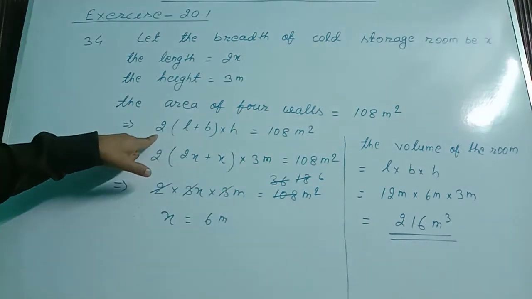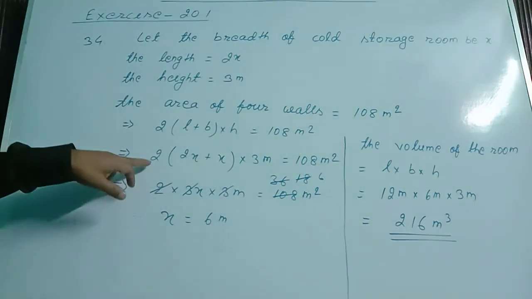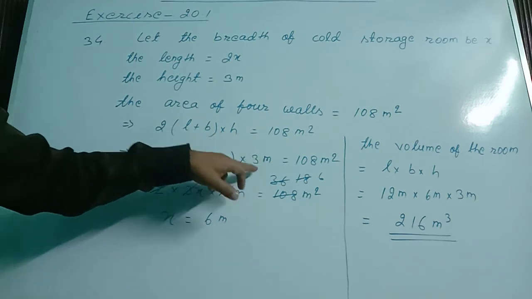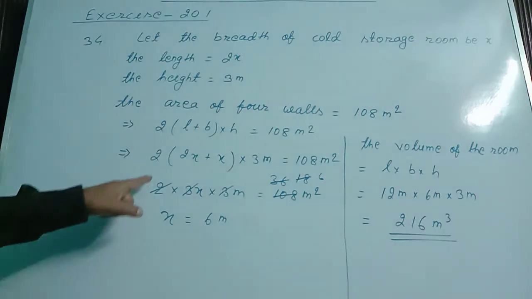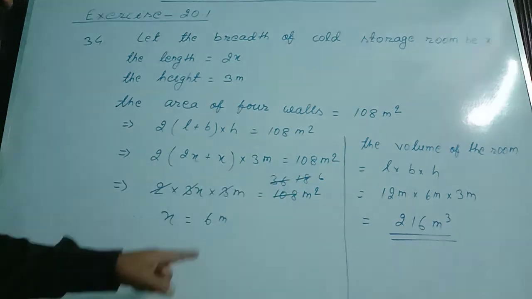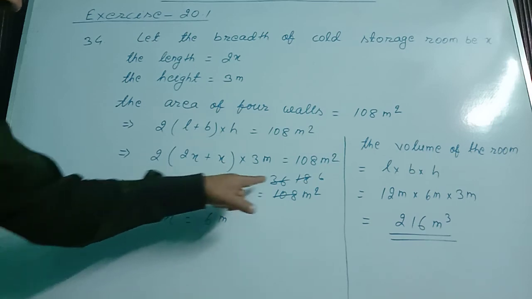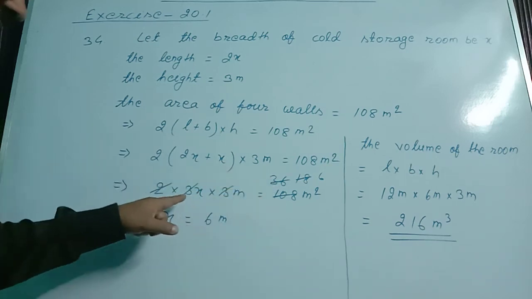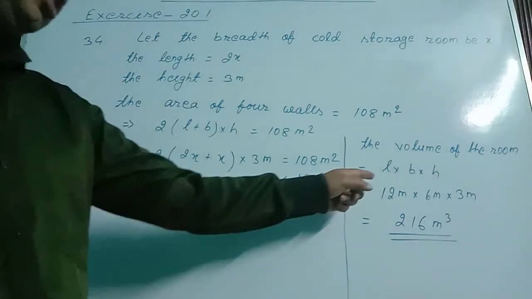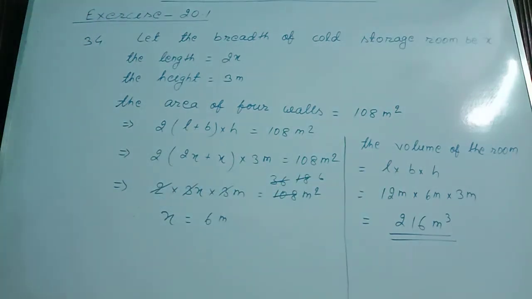This is the formula of area of four walls: 2 into (length plus breadth) into height equals 108 meter square. Length is 2x and breadth is x, so 2 into (2x plus x) into 3 meter equals 108 meter square. So 2x plus x became 3x, and 3 3s are 9, 3 6s are 18, these two are cut, then 2 18s are 36, these two are cut, then 3 6s are 18, so x equals 6 meter. Now the volume of the room is L into B into H, 12 meter into 6 meter into 3 meter, that is equal to 216 meter cube.